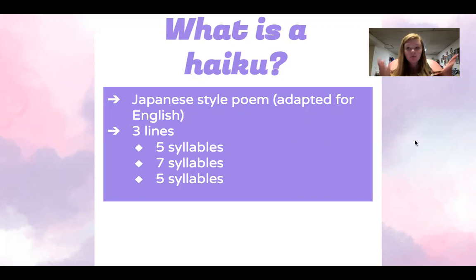So first off, what is a haiku? Our haiku, remember, is a Japanese style poem that is adapted for English. What that means is we have 3 lines of our poem that we're going to be using in our project. The first line of our poem has to have 5 syllables.